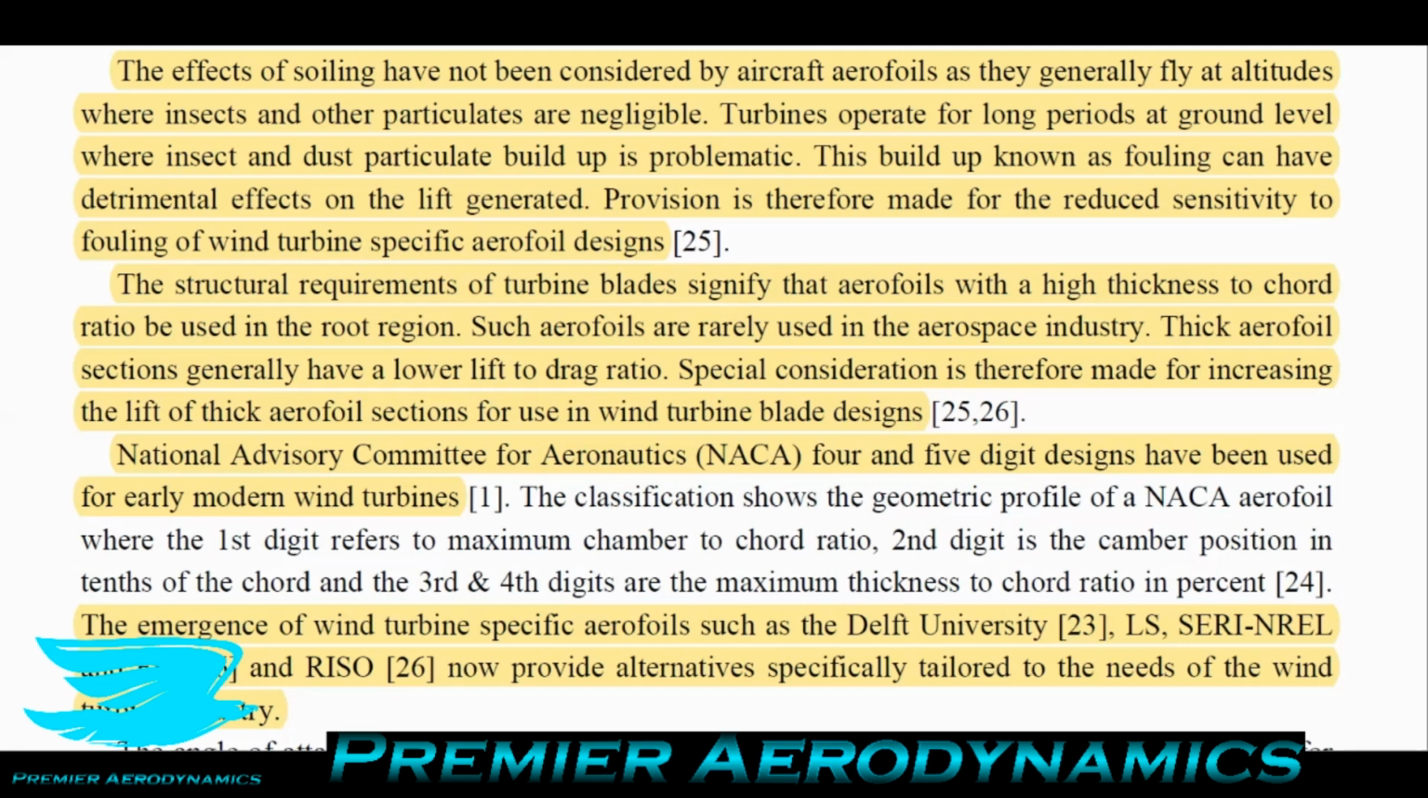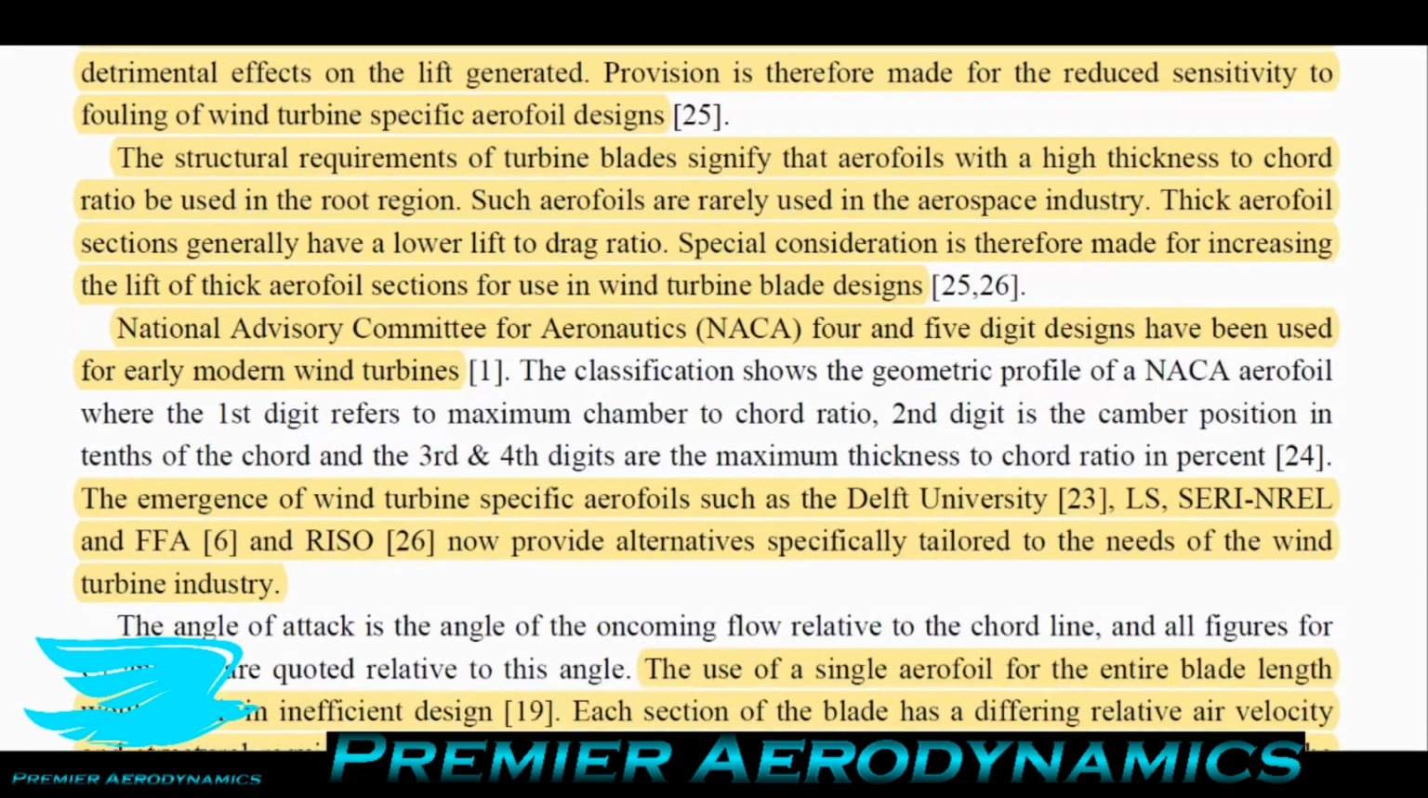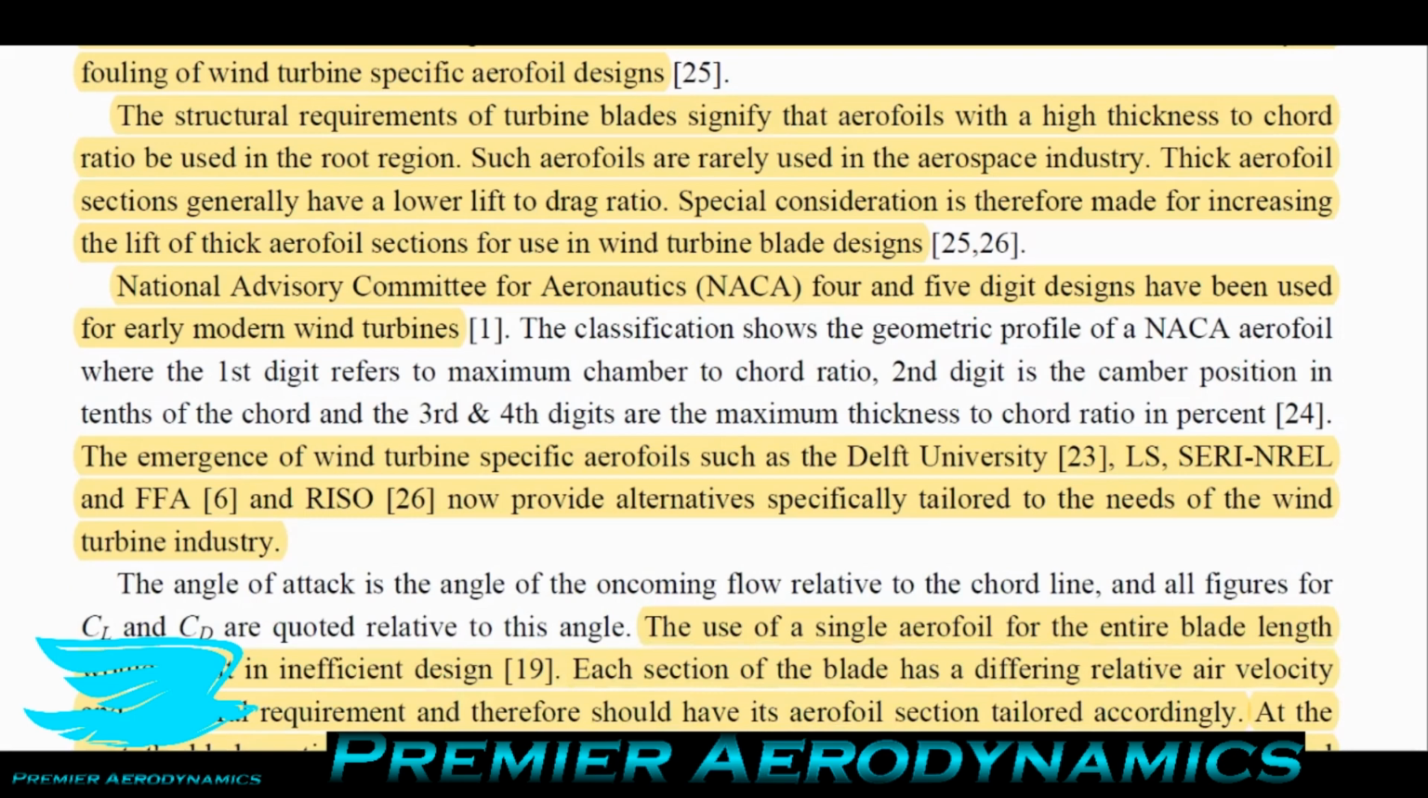And they say that the NACA airfoils, so 4 and 5 digit designs, have been used for early modern wind turbines. However, they are not designed for wind turbine use. They're designed for aircraft use.